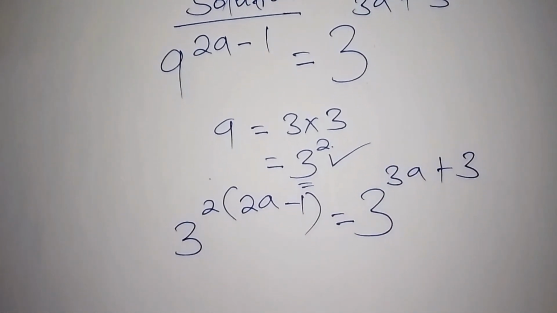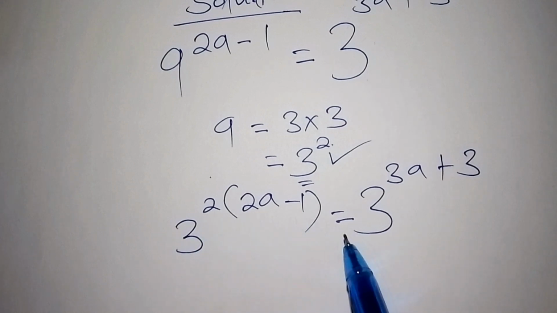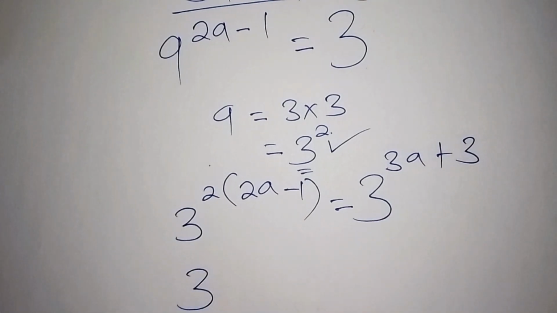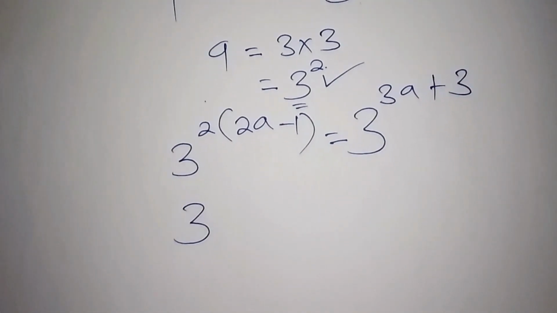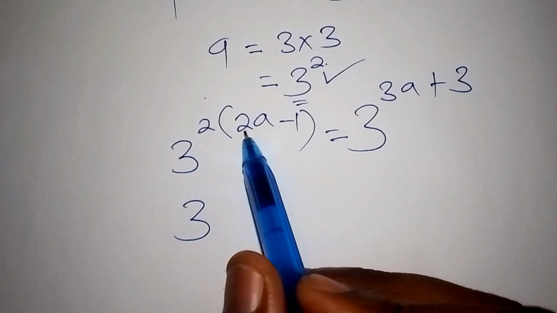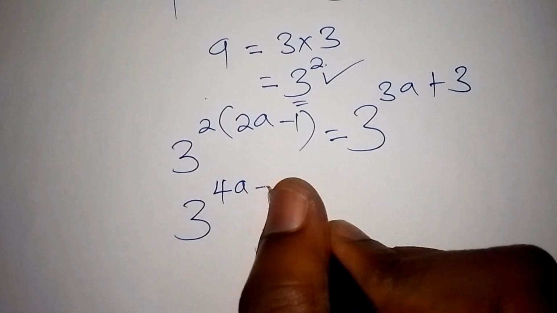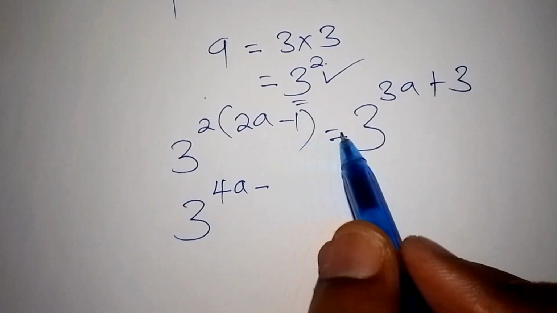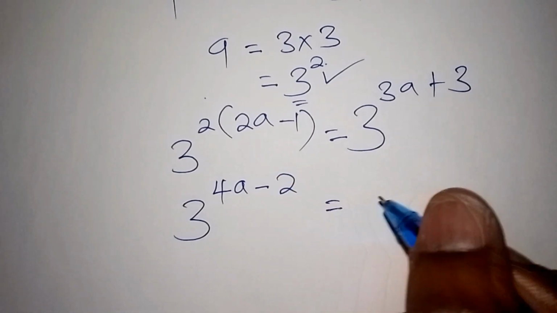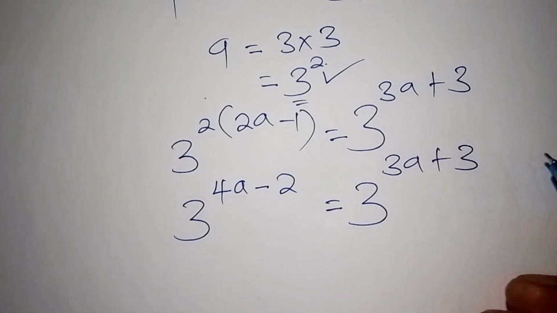So let's now work out the 2 with the number that is inside the bracket. In that case, we shall have the base of 3, then we use the 2 to multiply the entire expression. So 2 times 2a gives 4a, then minus 2 multiplied by negative 1 becomes negative 2. So it is equal to 3 to the power of 3a plus 3.